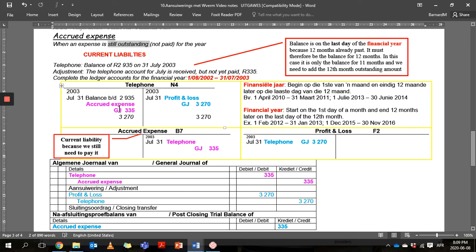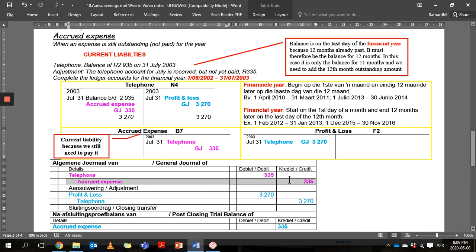So if I look at the pink here, which is the debit side of telephone, obviously accrued expense is on the credit side. We're then going to transfer it to profit and loss, where we're going to debit profit and loss and credit the telephone account in order to do the closing transfer.